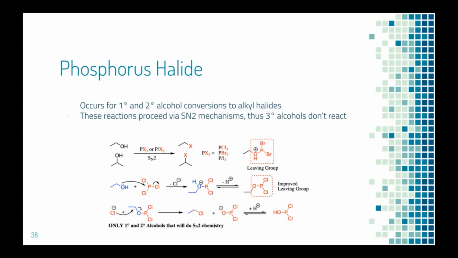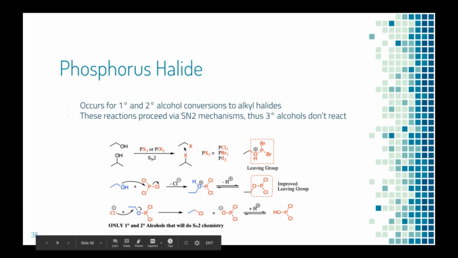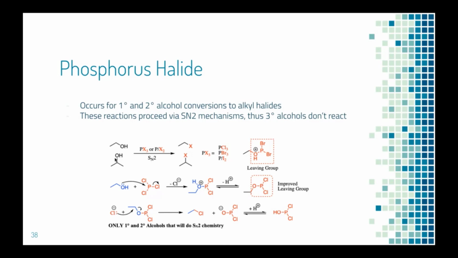So the top is the summary. You can start out with your primary alcohol or your secondary alcohol, and then you'll put your phosphorus with whatever halide you choose. So that could be bromine or chlorine or iodine, whatever you're feeling. And then that will be what the product forms. So your OH group will essentially just be replaced with the halide. And so this kind of just shows the mechanism below. But something to remember, because this is going through your SN2 mechanism, just recall that tertiary alcohols do not react. So that is something to note.